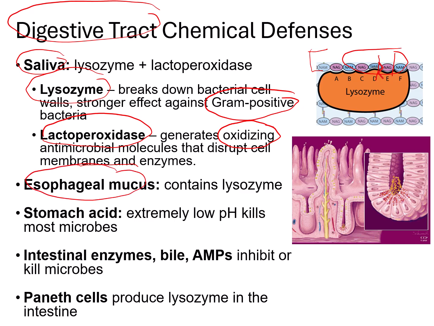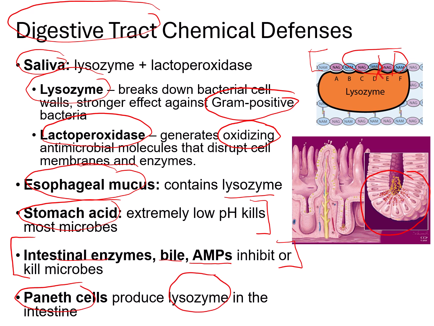Esophageal mucus also contains lysozyme, and within our stomach we have a very low pH that can kill most microbes. Within the intestines we also have bile salts, different enzymes, and intestinal antimicrobial peptides that inhibit or kill microbes. And finally, we also have Paneth cells in the crypts of the intestines that also produce lysozyme.